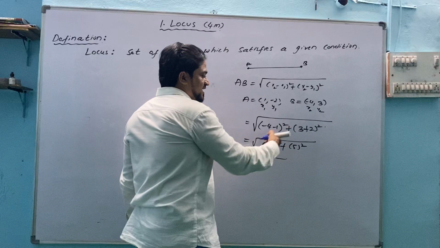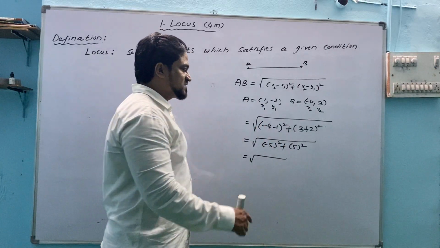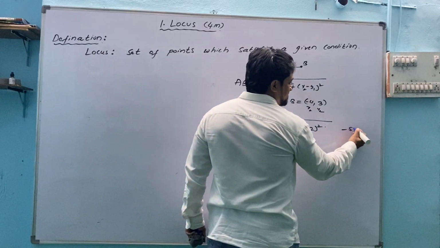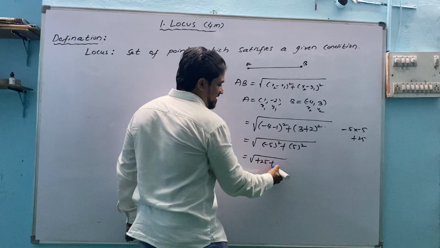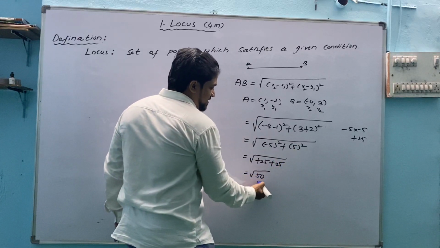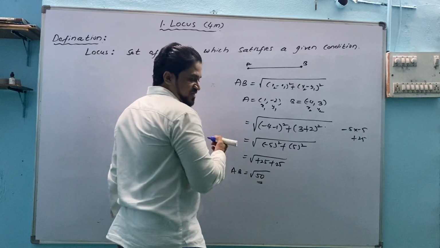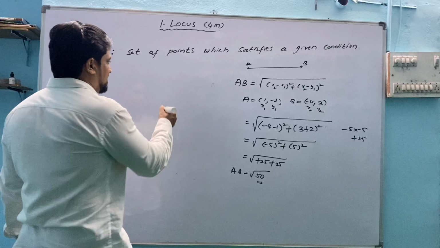You have to consider brackets till the end of the calculation. Now after squaring it, minus 5 multiplied 2 times, we will get plus 25. Again 5 multiplied 2 times is also plus 25. Root over 50. This is the answer of AB, distance AB.